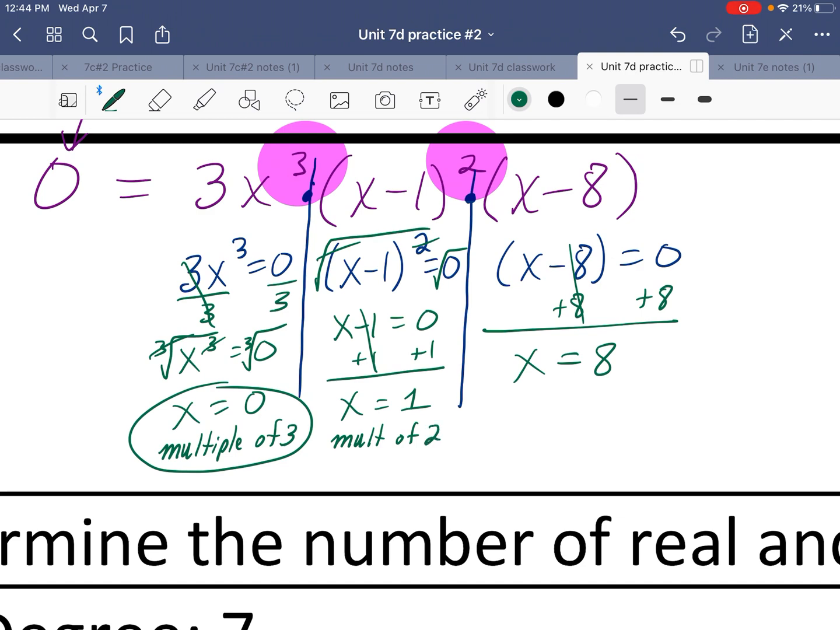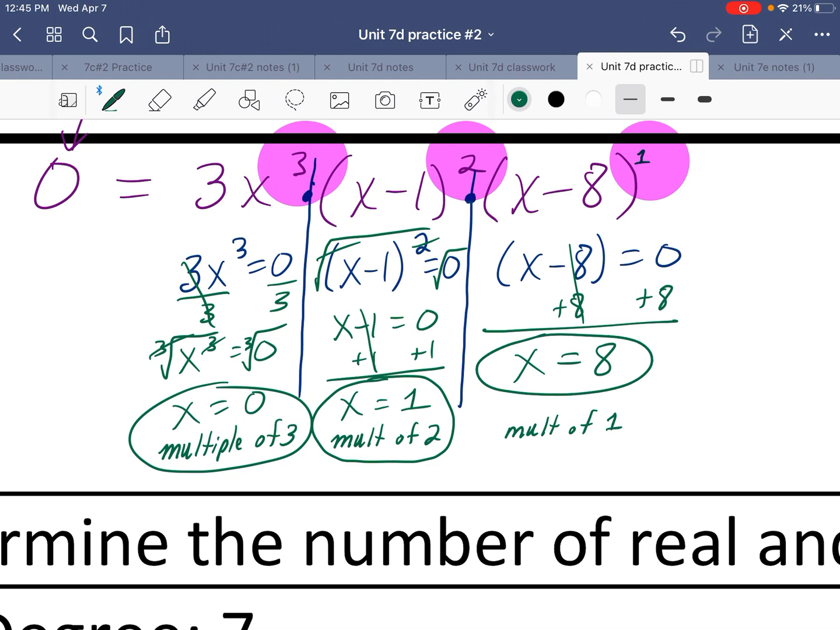Most of the time we just write it MULT, short for multiplicity or multiple. And the last one, there is no exponent there, but you really could put a 1 there if you want. And so that is a multiplicity of 1. Now, I don't expect you to write this, but you certainly could, just for commonality. If you write multiplicity of 1, it's not part of the answer, but you can if you'd like.